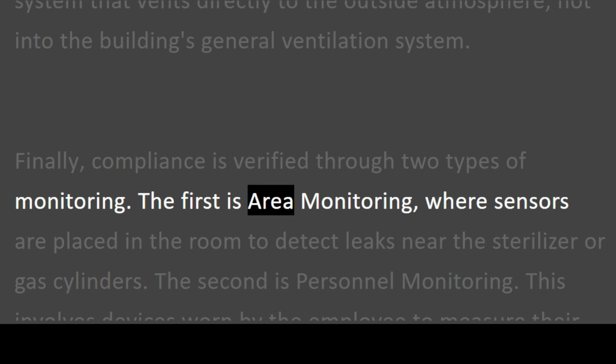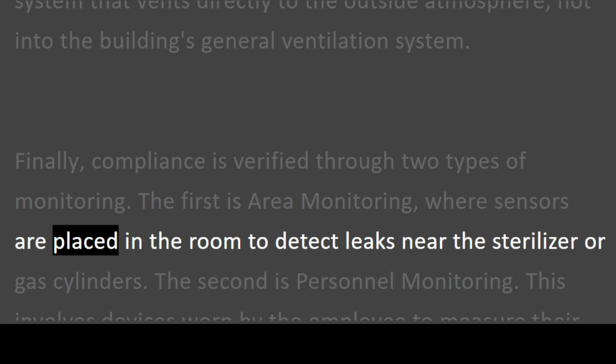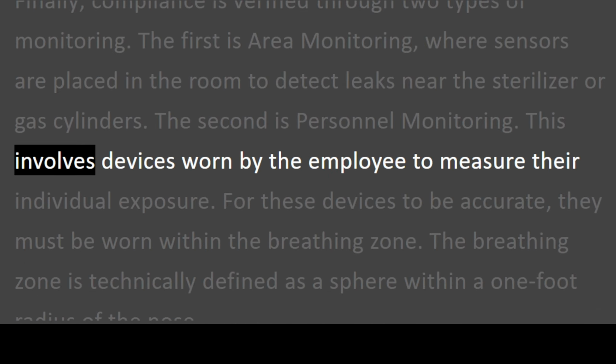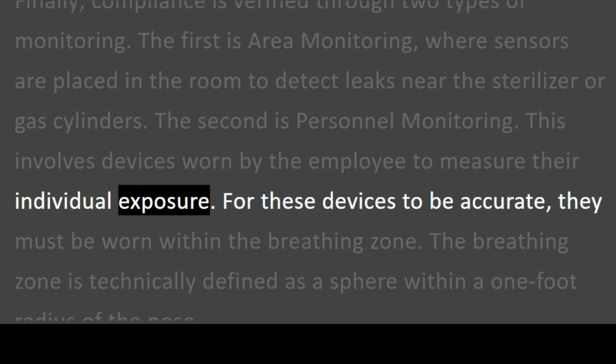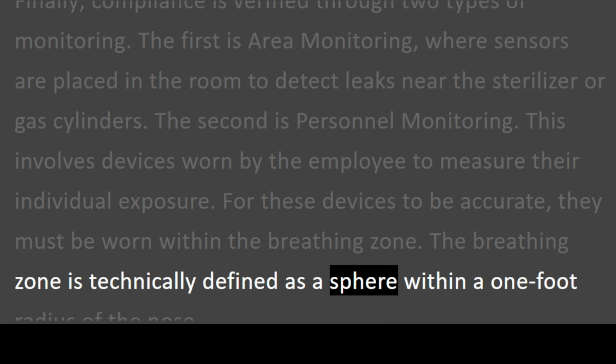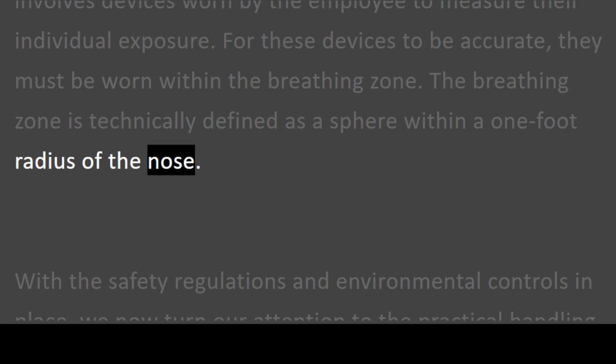The first is area monitoring, where sensors are placed in the room to detect leaks near the sterilizer or gas cylinders. The second is personnel monitoring. This involves devices worn by the employee to measure their individual exposure. For these devices to be accurate, they must be worn within the breathing zone. The breathing zone is technically defined as a sphere within a 1-foot radius of the nose.